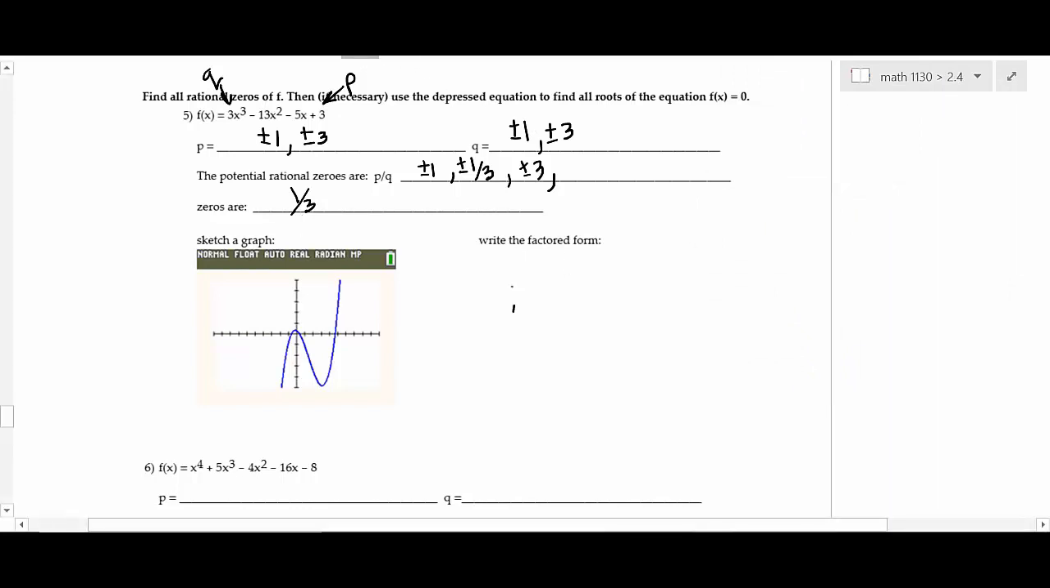We're going to do synthetic division. So what we're going to do is we have 3, negative 13, negative 5, and 3, and then we're going to divide this by a third.